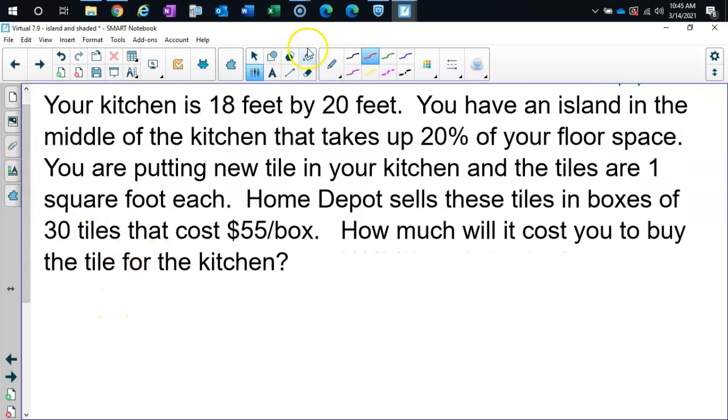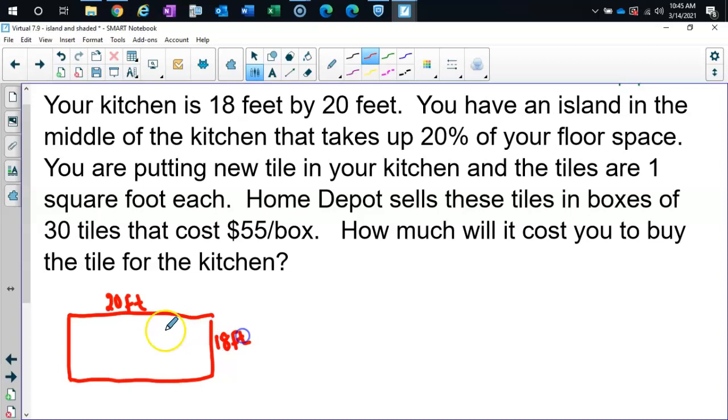Now, I'm going to draw a rectangle. Okay, I expect you to do this. Your rectangle is 20 feet by 18 feet. That's your kitchen. And then you have an island here in the middle. It's like a bar area. I have one in my kitchen. That's where my stove is. It's attached to the floor. So when you put down the tile, I'm going to do it colorful. The tile is going to go here. I'm not going to put tile underneath my island, right? Because it's attached. So when I am figuring out how much tile I need, I need to take this 20% out.